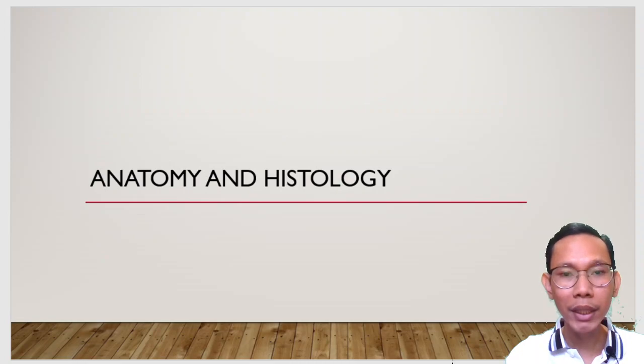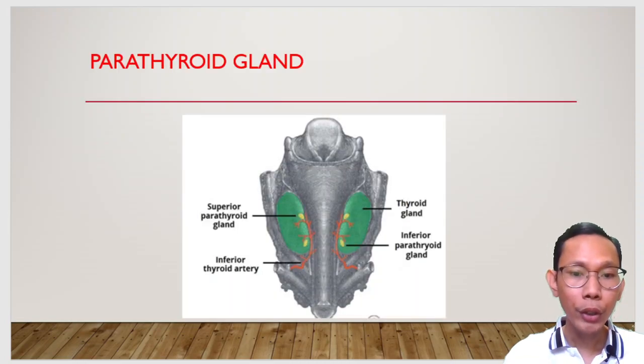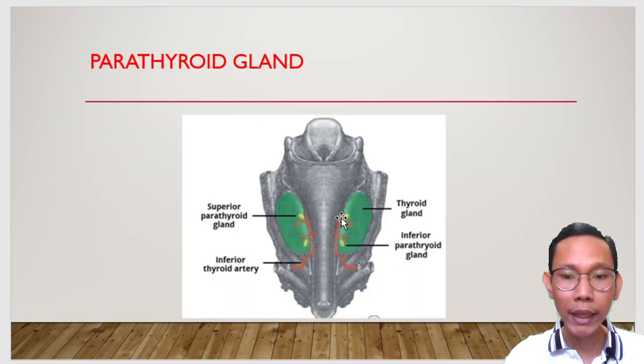For the anatomy and histology, your parathyroid gland is located posteriorly to your thyroid gland. So this view is actually a posterior view. So this is at the back of your neck. So remember this green organ, this is actually your thyroid gland, and those yellow dots here are actually your parathyroid glands. So your parathyroid glands are usually located on the posterior aspect of your thyroid gland.